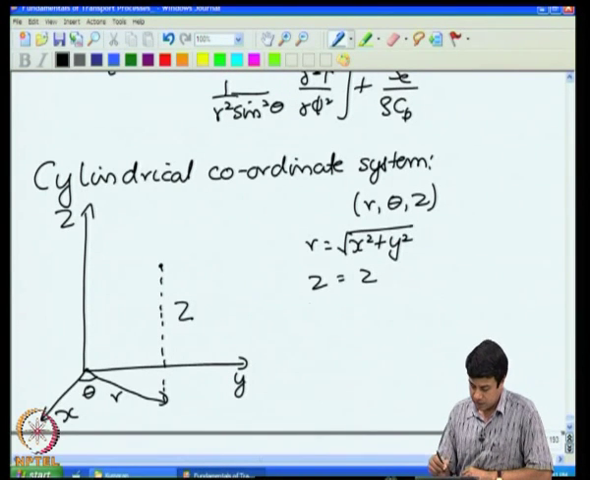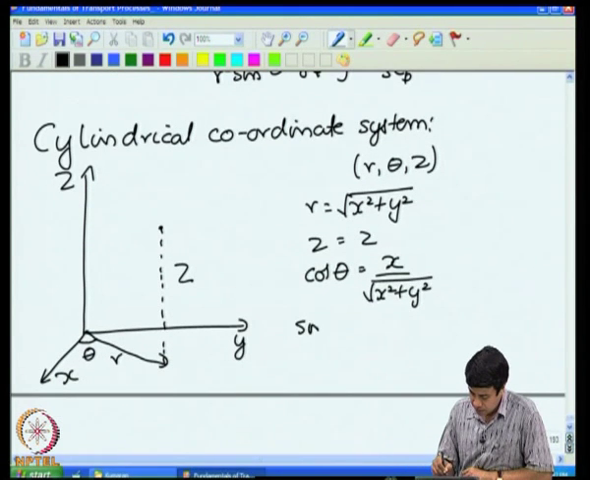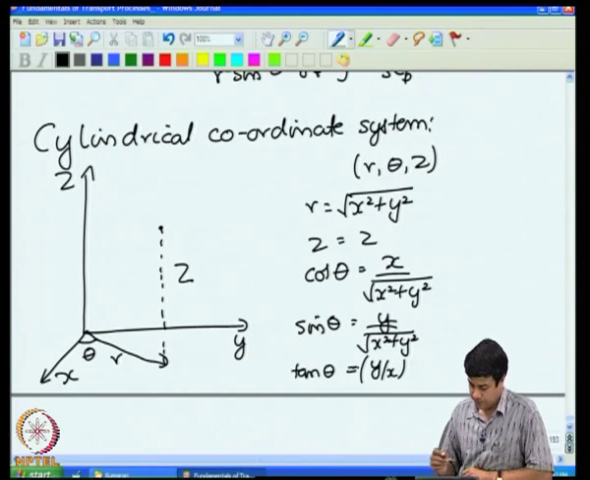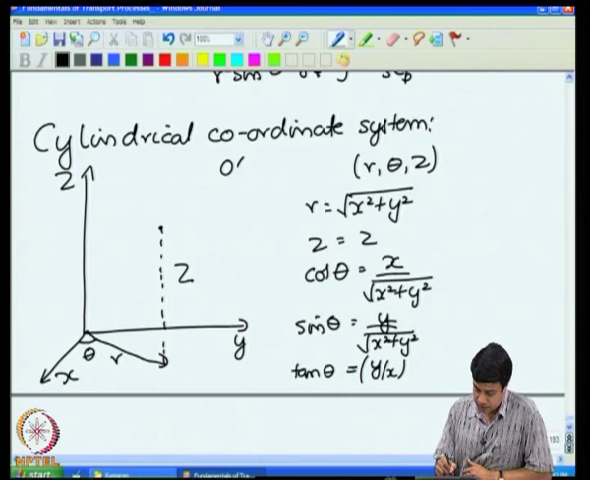That means that cos theta is equal to x by square root of x square plus y square. Sin theta is equal to y by the same root, and finally tan theta is equal to y by x. Therefore, the angle theta varies from 0 to 2 pi. R is the distance along the xy plane, so it is always positive. So, 0 less than or equal to theta less than or equal to 2 pi, and r can vary from 0 to infinity.